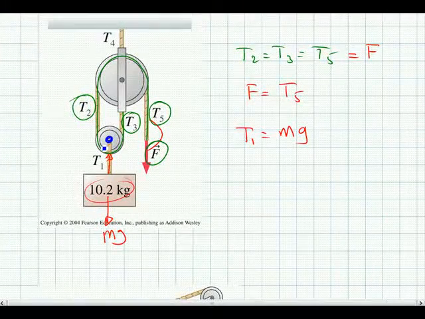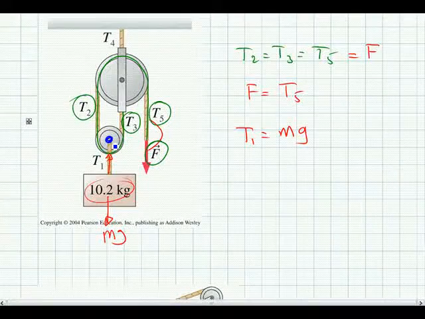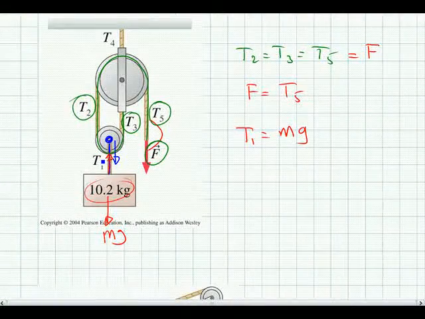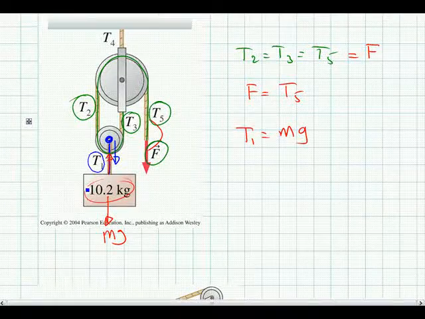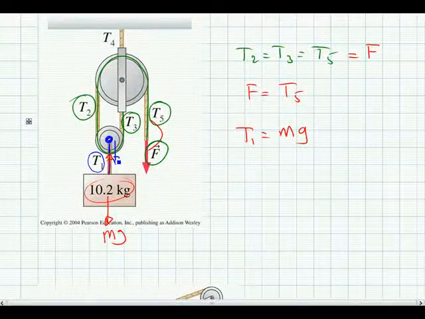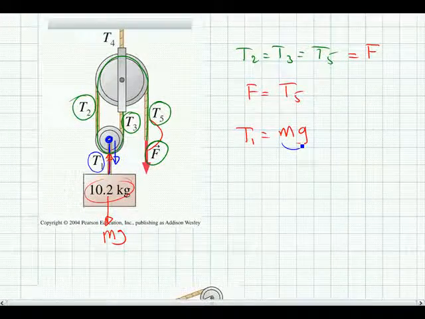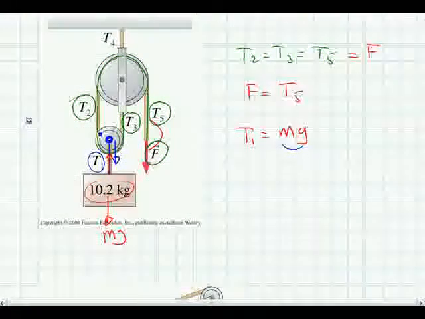Then let's take a look at this pulley right there. What are the forces acting on the pulley? We have T1 pulling down. In this case it's pulling down because now I'm considering this blue string. The blue string, if I know tension is T1, then it's pulling down on the pulley with tension T1, which we identified its magnitude as mg.